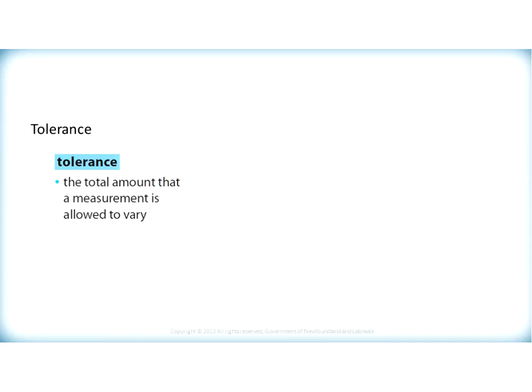So to start, we have here a definition. Tolerance is the total amount that a measurement is allowed to vary. In other words, if we're given a certain measurement, it tells us what is the maximum and minimum acceptable limits on what we can include for that measurement.